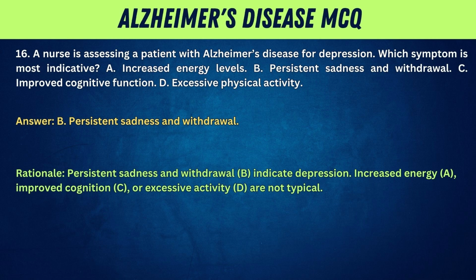Rationale: persistent sadness and withdrawal, B, indicate depression. Increased energy, A, improved cognition, C, or excessive activity, D, are not typical.